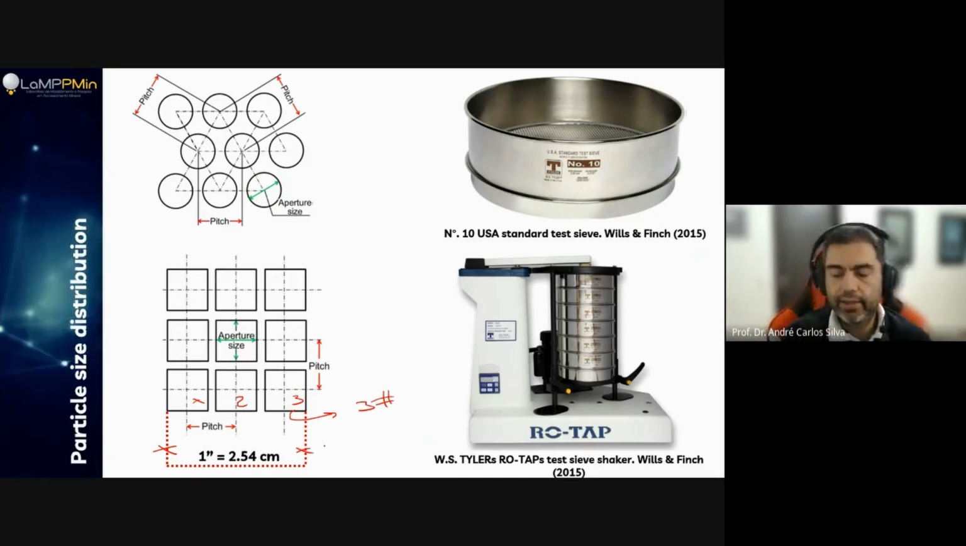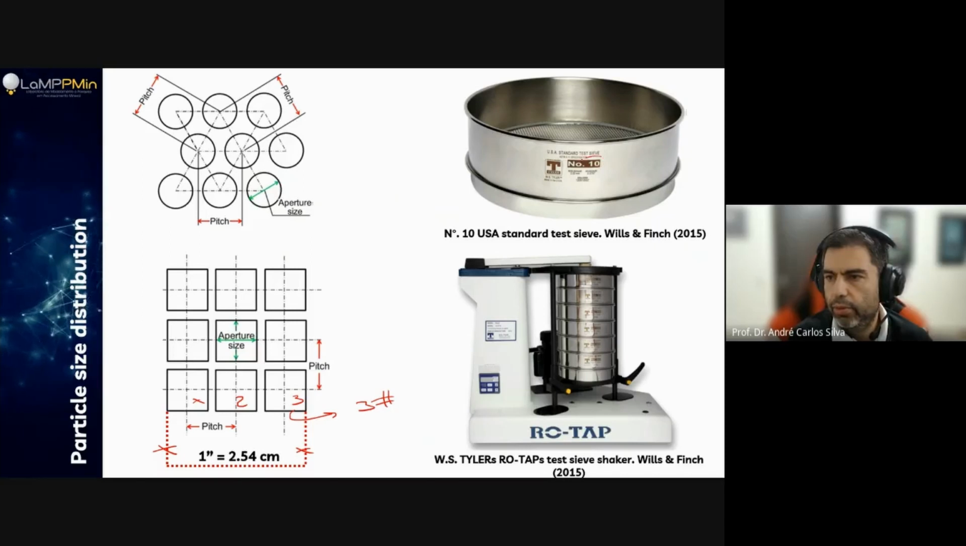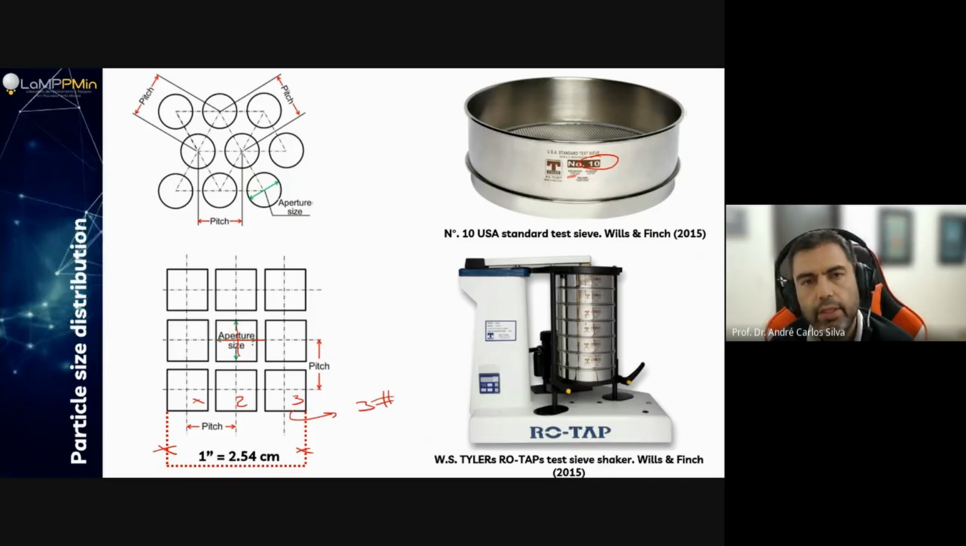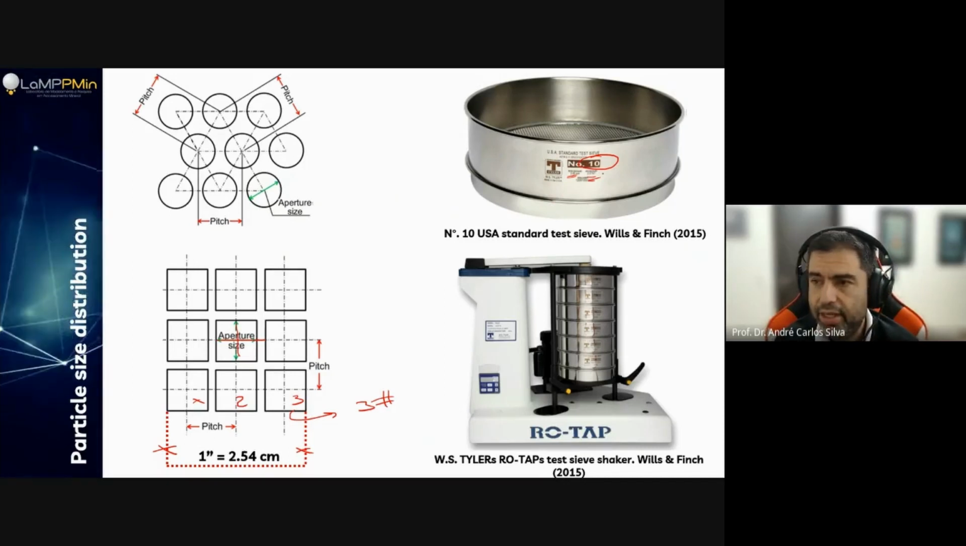If I take a look at this one over here, this is a number 10. What that means, number 10, if I take a look over here, I'm going to see 2 millimeters aperture. So this over here is 2 by 2 millimeters. And if I take a look over here, I'm going to see extra numbers, but the mesh number comes from here.